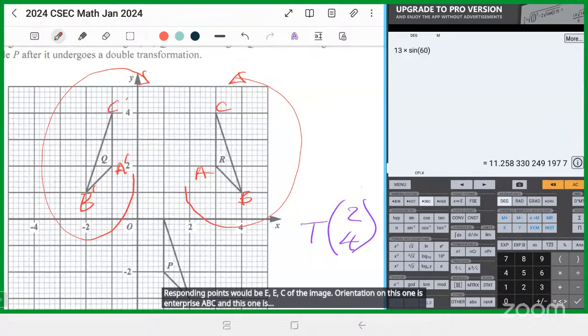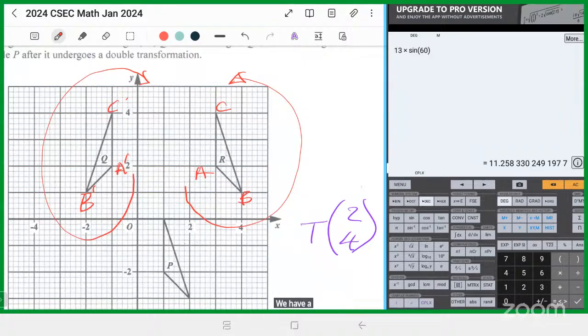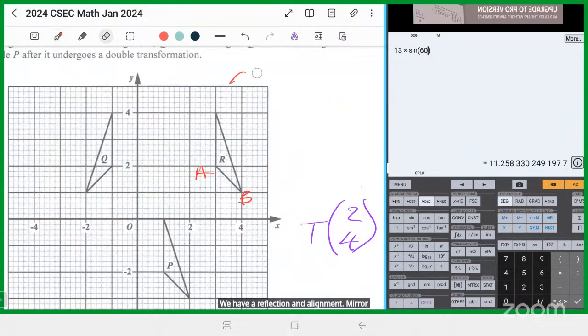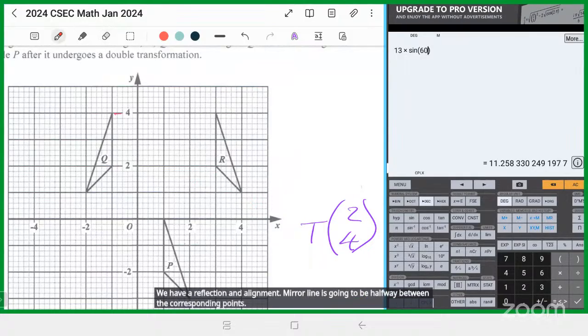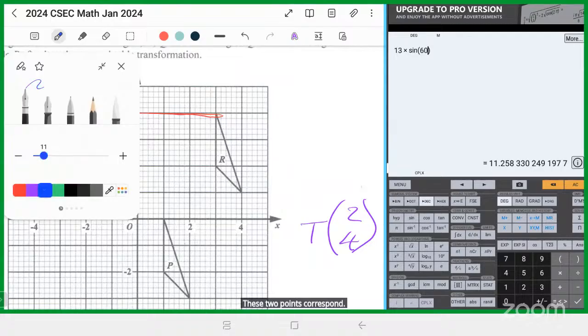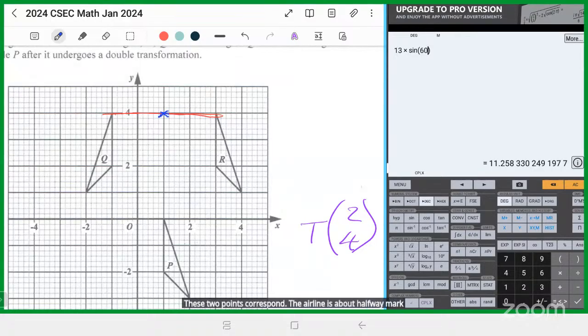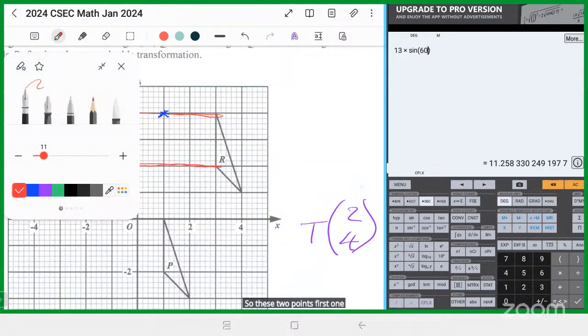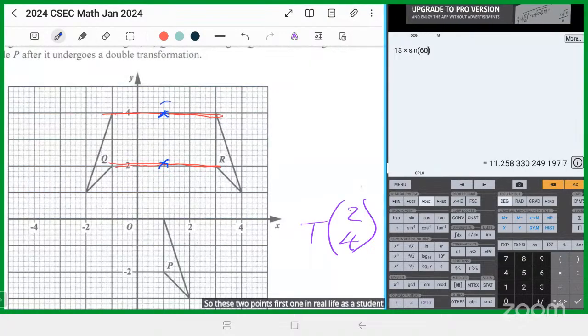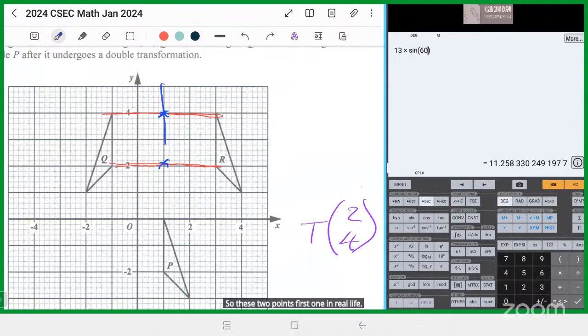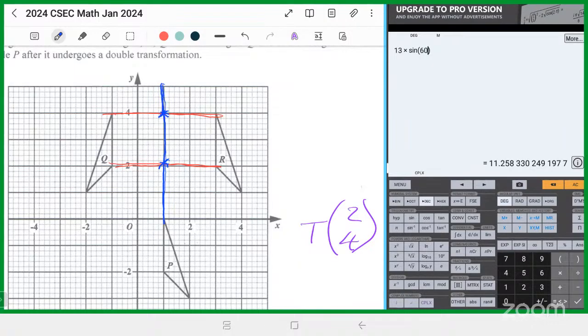Once orientation is reversed, we have a reflection in a line. The mirror line is going to be halfway between the corresponding points. These 2 points correspond. The mirror line is at the halfway mark right here. So these 2 points correspond. The mirror line passes through the halfway mark. The mirror line passes through those 2. So it is this vertical line. When describing a reflection, you state the mirror line as part of the description. The vertical line passes through x equal to 1. Right here, this line is x equal to 1.